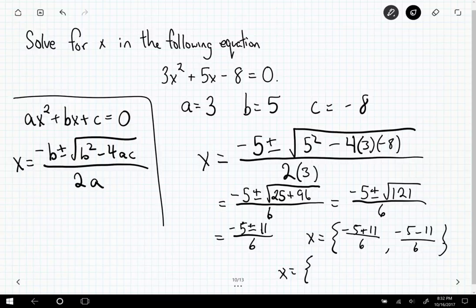So notice this, by the way, let's write that over here. Negative 5 plus 11 would just be 6 over 6, which equals 1. And negative 5 minus 11, that's going to be negative 16 over 6, which we can reduce down. So notice both of those have a common factor of 2, so this would be negative 8 over 3. Okay, so we have negative 8/3. And that would be our final answer. We're good to go.